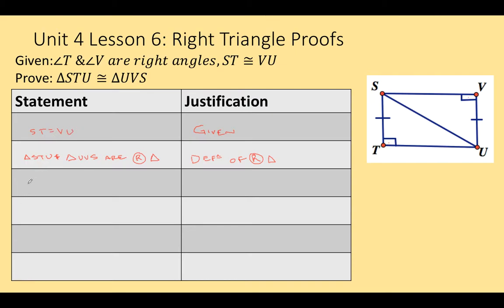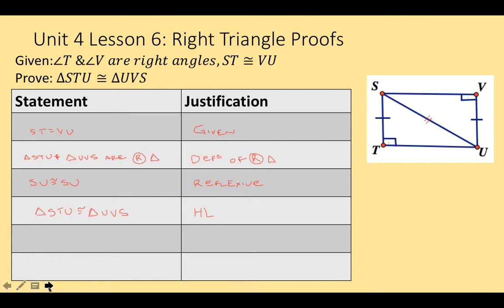I'm looking for one more, and well, I see that they share a side. SU is congruent to SU by reflexive. And so now I have 2 sets of corresponding things. This is not ASS because we said that they were right triangles. And so I can now just go ahead and say that triangle STU is congruent to triangle UVS. And that would be not by ASS, but by HL, hypotenuse leg. I've got the hypotenuse right here, and then one of the other legs.